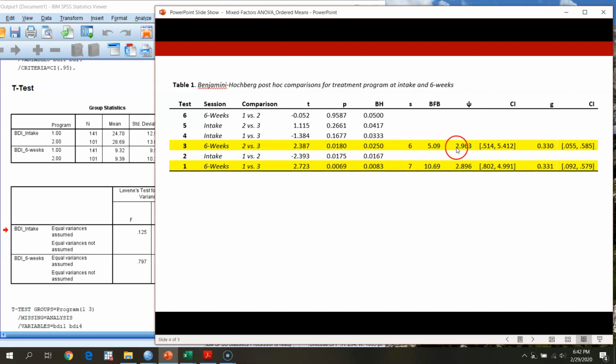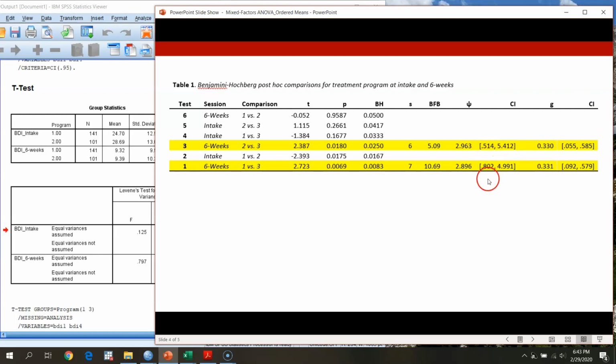So when we look at the end of treatment, it looks like group 3 is about 3 points lower on the BDI than group 2, and again a little under 3 points lower than group 1 on the BDI at the end of treatment. If you're a clinical psychologist and you've worked with the BDI, I'm not too worked up about a 3-point difference on the BDI, right?